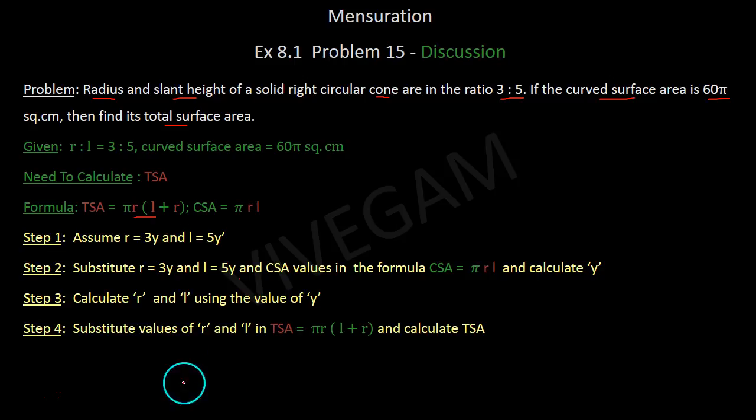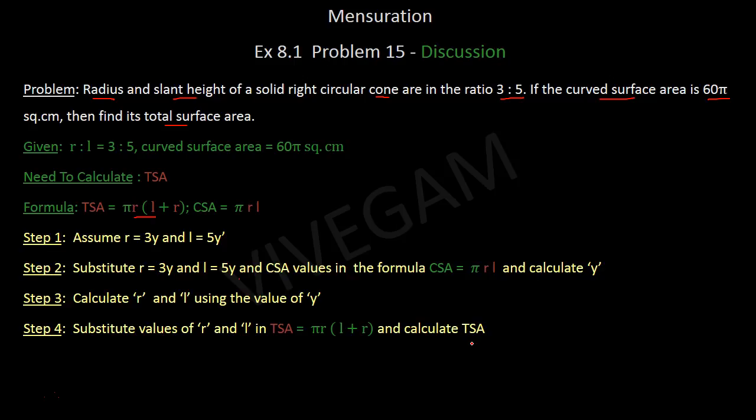Step 4: substitute the value of the radius and the slant height which you have calculated in step 3 in this formula, TSA equal to pi r into (L plus r), and calculate the TSA.